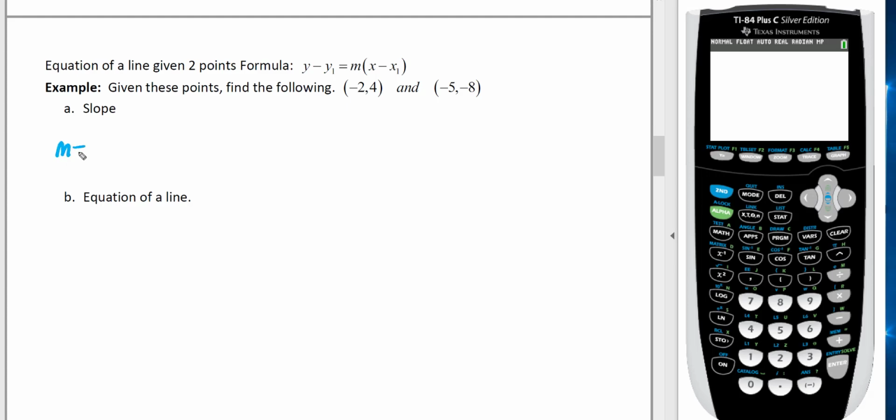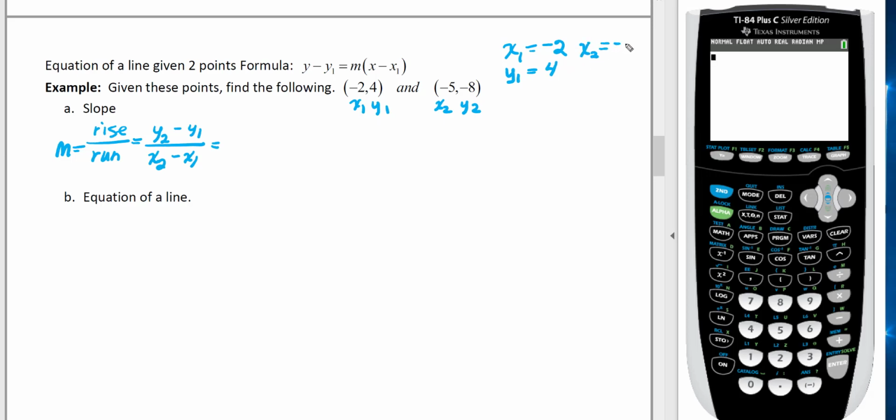Remember, the slope formula we're going to use is the rise over the run. And the rise is the change in the y values over the change in the x values. So let's go ahead and label these. This is going to be x sub 1 and y sub 1, x sub 2 and y sub 2. That means here x1 is representing the -2, y1 is representing 4, x2 is representing -5, and y sub 2 is representing -8.